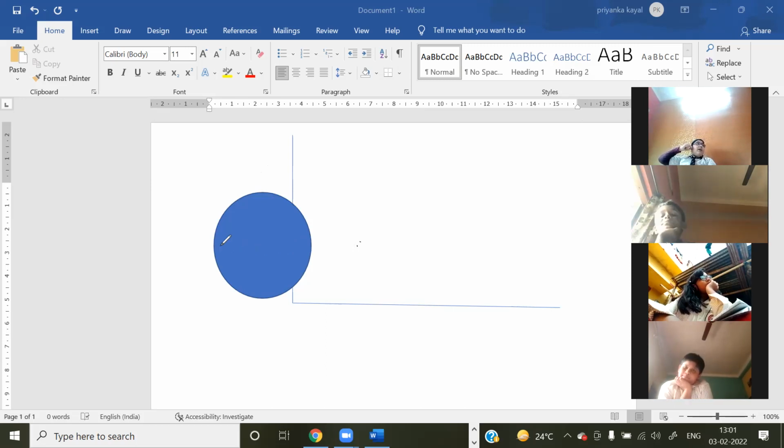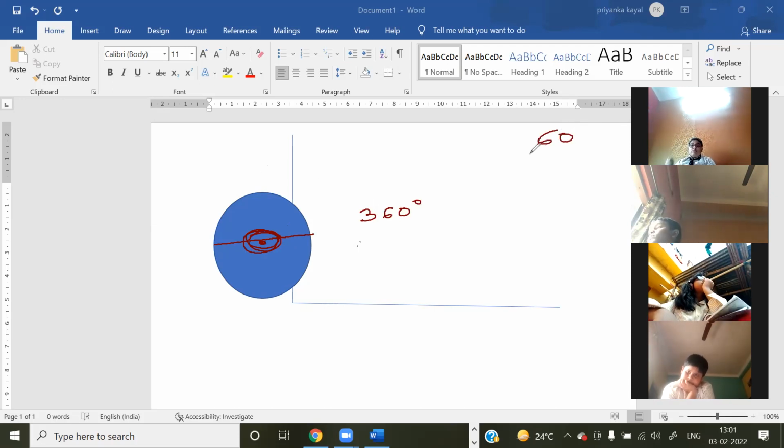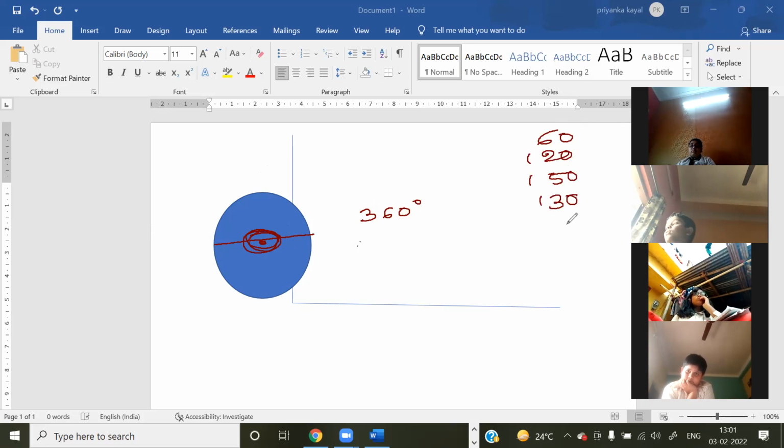Exactly. Basically, it's the central angle. If we draw the diameter, suppose this one is the center, this one 180, this one 180. Total central angle is 360. Now the sum of books: 60, 120, 150, 130, 80.